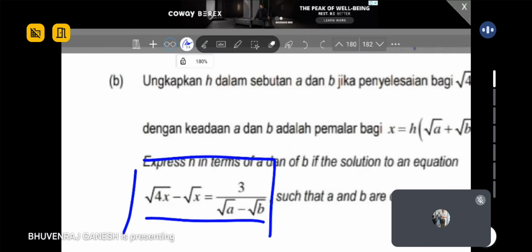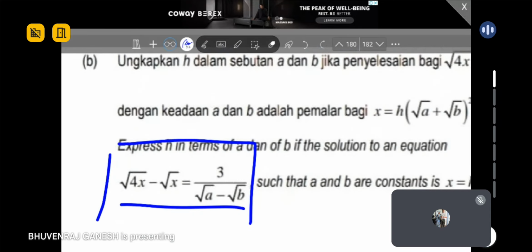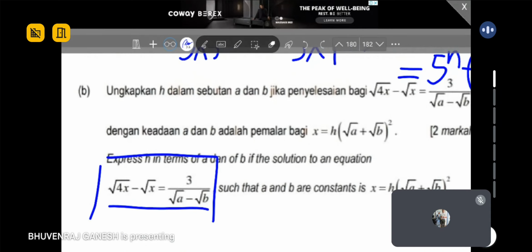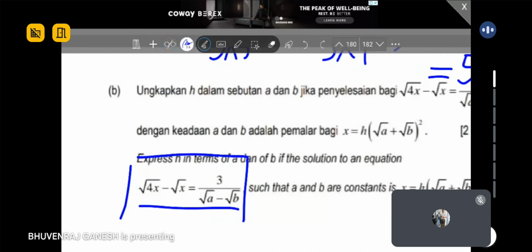Okay, guys. For this one, you must find the x. What do I change over here? First, focus on the left hand side. What can I change? Think and see, guys. Which one? First one or second one? Which surd?